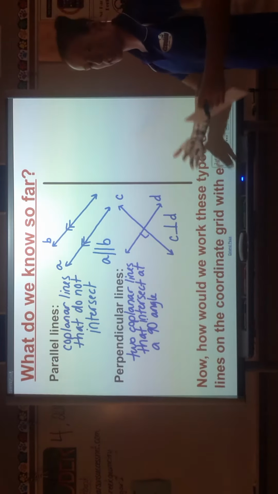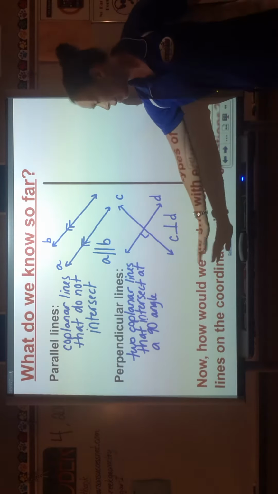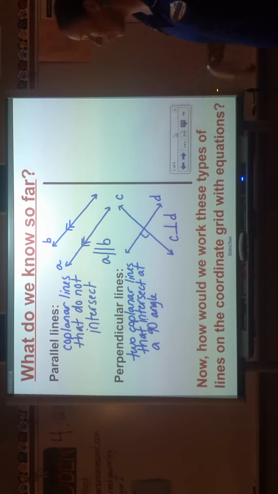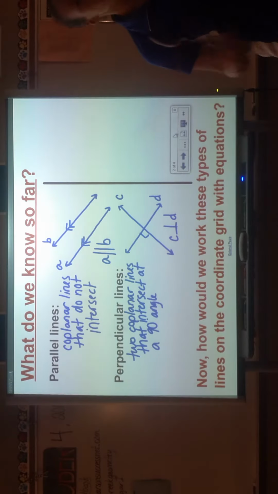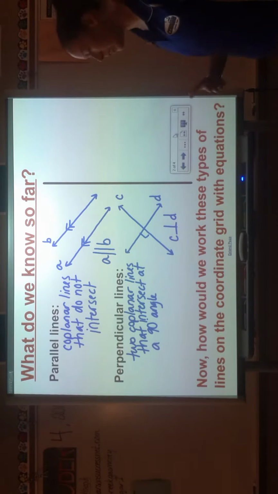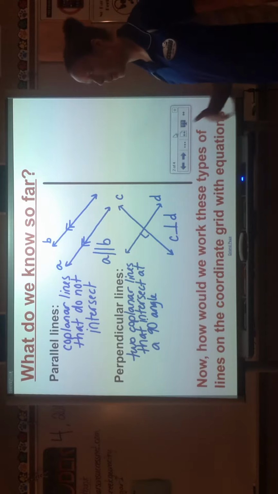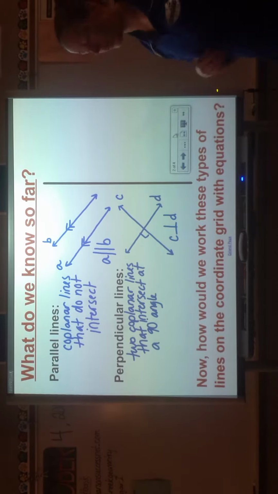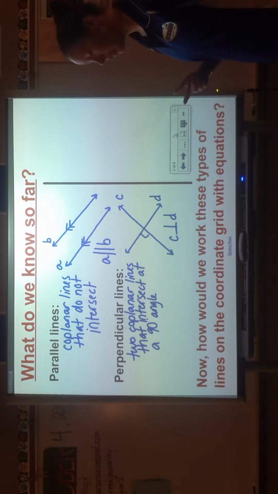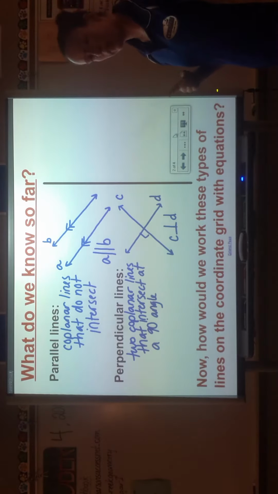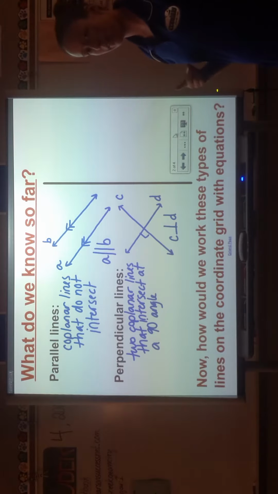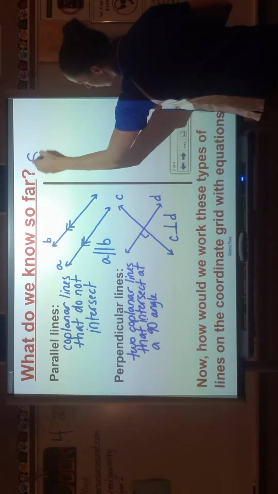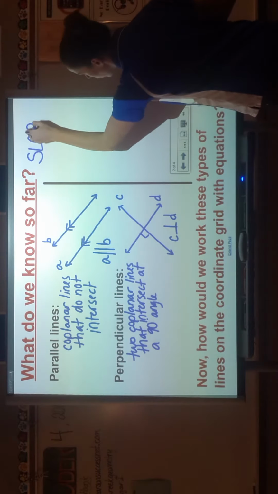Let's make the bridge. Let's ask the question, how would we work these types of lines on the coordinate grid? How would we identify them? How would we graph them? Okay, what would we need to know is true about parallel lines on a coordinate plane, about perpendicular lines on a coordinate plane? Well, I think one key thing has to come to our minds, and that is slope.